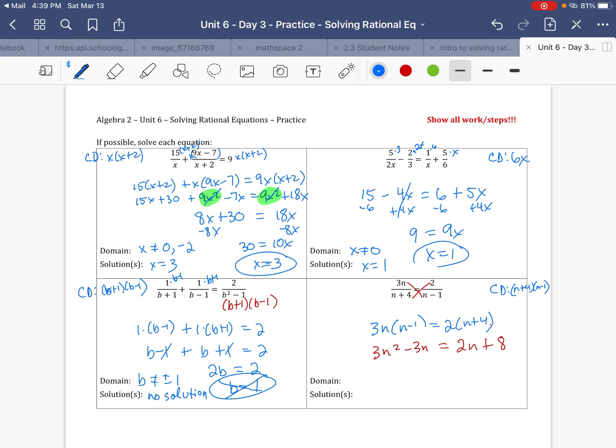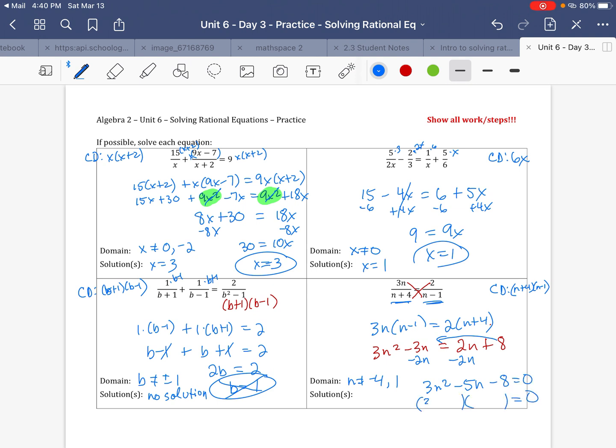And once again, I did forget to do my domain. My domain is that n cannot be -4 because that would cause this to be 0, or 1 because that would cause this to be 0. All right, so let's keep it up. I did notice I have a 3n squared, so that means I have to gather everything to one side and factor. So I'm going to take away 2n. I'm going to pop that 8 over there. So I get 3n squared, -3n and -2n make -5n, and the 8 popped over turns into a -8.